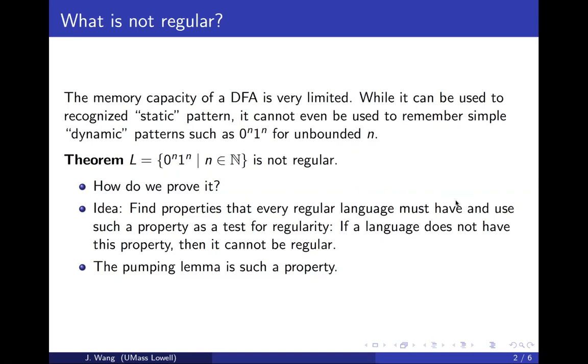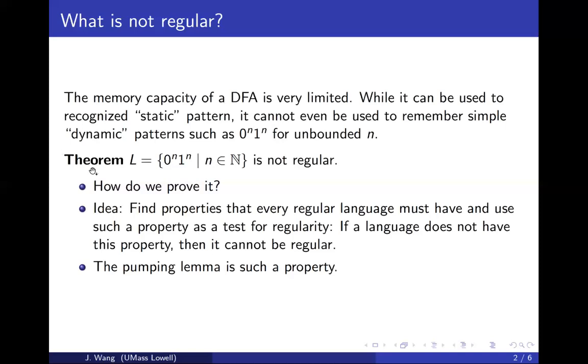Then we also know that we can use states to memorize certain patterns, and the patterns states can memorize are static. So states cannot even be used to remember simple dynamic patterns, such as 0 to the n followed by 1 to the n for unbounded n, for any integer n, because 0 to the n followed by 1 to the n involves counting. And that counting is dynamic because for any given string, you have to know the length. So it involves counting, and using states alone cannot do counting at all.